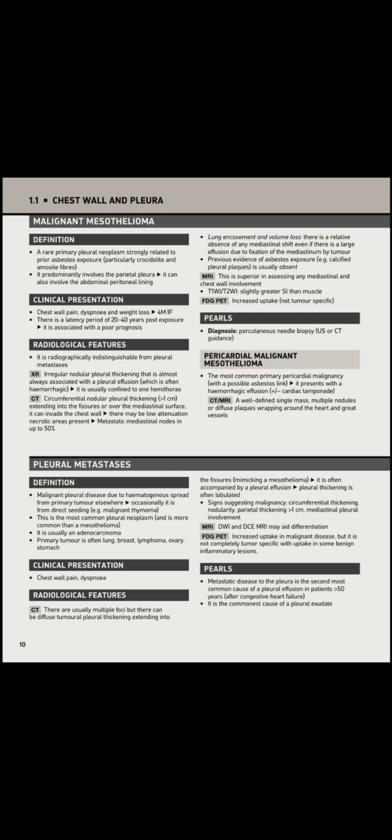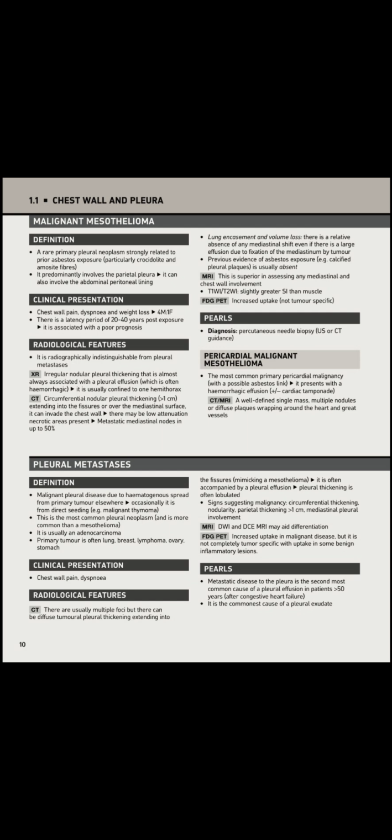Now, when we look at the CT images for malignant mesothelioma, what you'll often observe is circumferential nodular thickening. It's usually thicker than 1 centimeter. And it frequently extends into the lung fissures or over the mediastinal surface. It can even invade the chest wall directly, sometimes showing areas of necrosis, or tissue death.